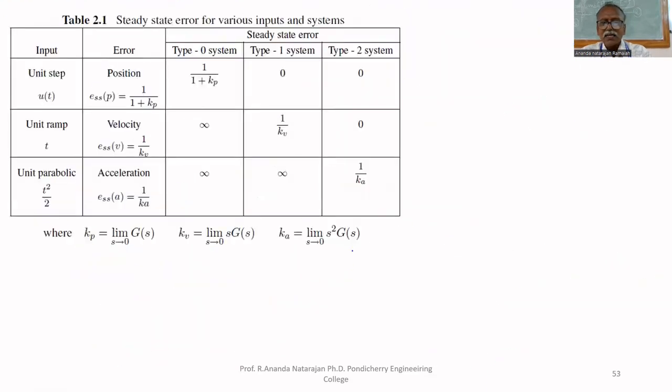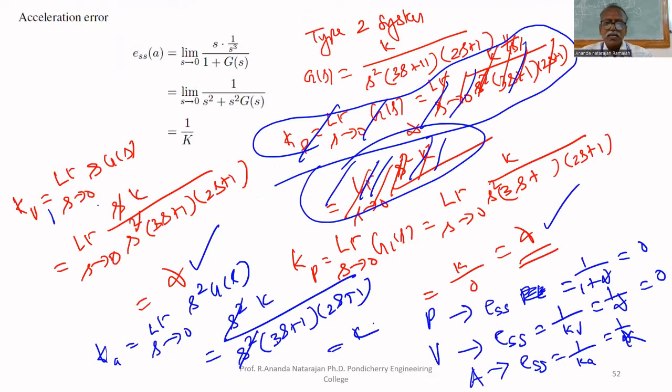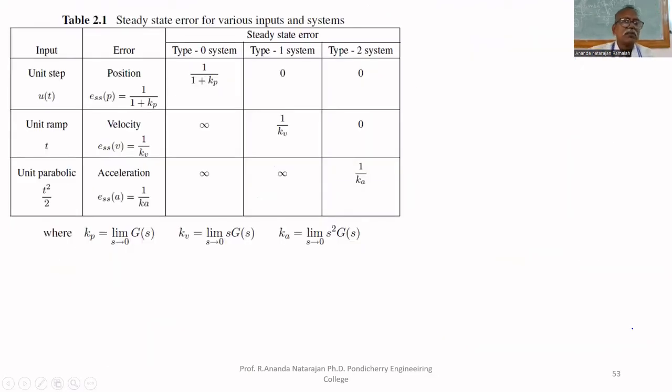If it is a type 2 system, the error is 1 by K, and that 1 by K is moving down. That's what is in this table. Position input is the unit step input, velocity input is the ramp input, and acceleration input is the parabolic input.